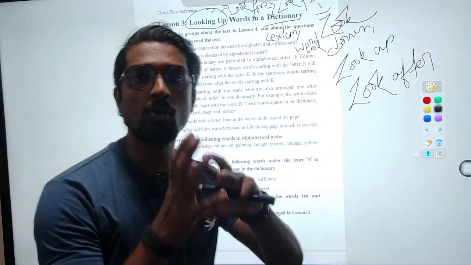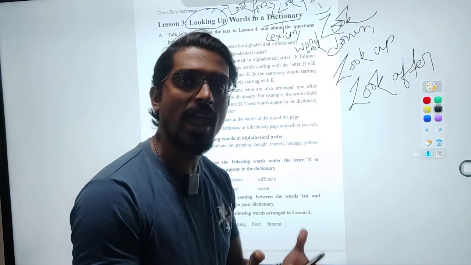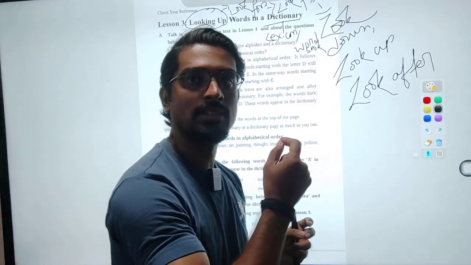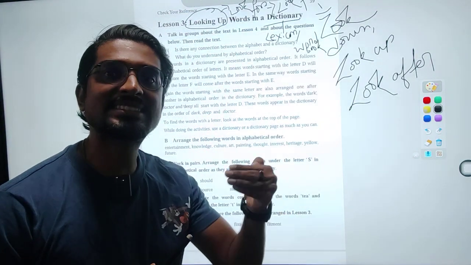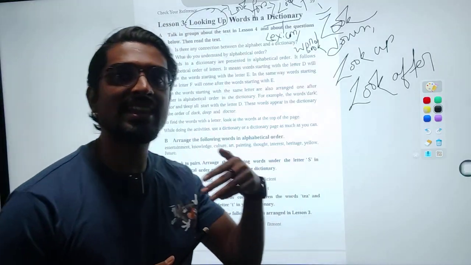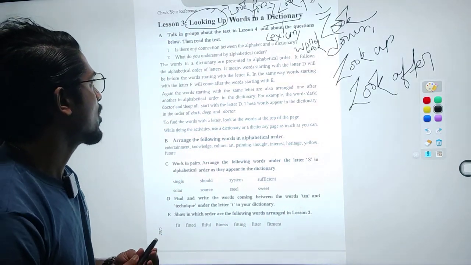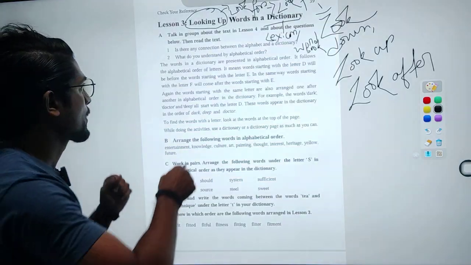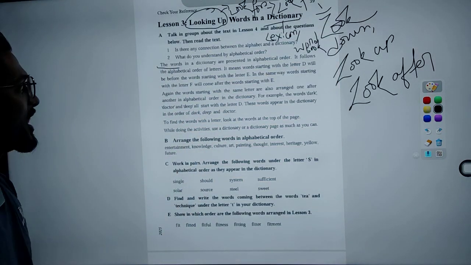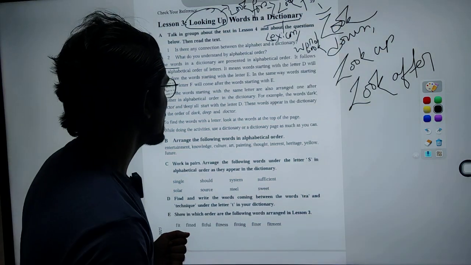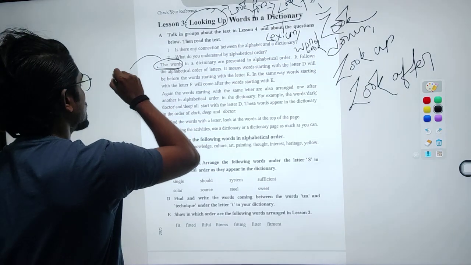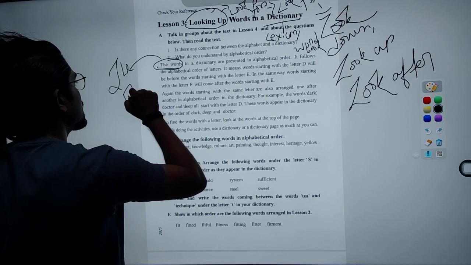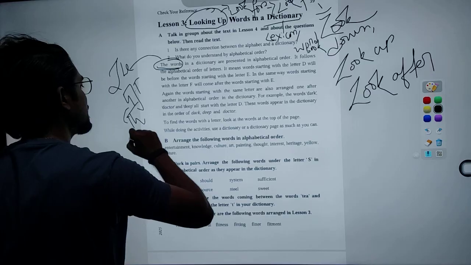The words in the dictionary are arranged in alphabetical order. Okay. So what do you understand by alphabetical order? Alphabetical order means A, then B, then C, then D, then E, then F. So these are the alphabetical orders. So let's start. The words in a dictionary are presented in alphabetical order. So the words, it could be the or the.